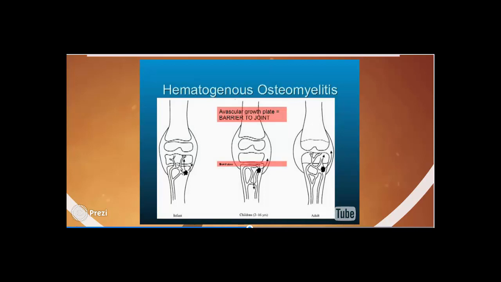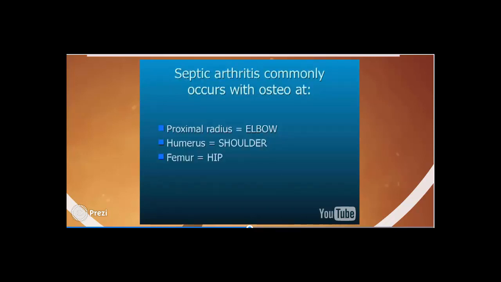And in hematogenous osteo, again, there's that avascular growth plate, and you don't usually get infected joints related to hematogenous osteo unless you have an unusual attachment of the ligaments, and it's able to cross the tissue planes there. Septic arthritis most commonly will occur at the elbow with the proximal radius, at the shoulder and the humeral head, and in the femoral head and the hip.